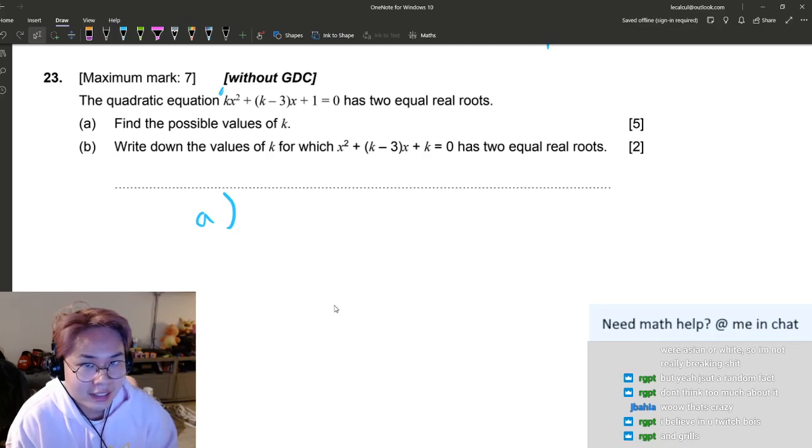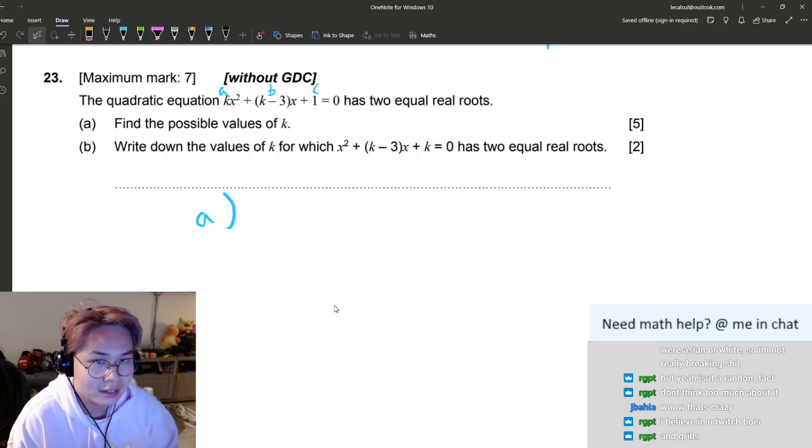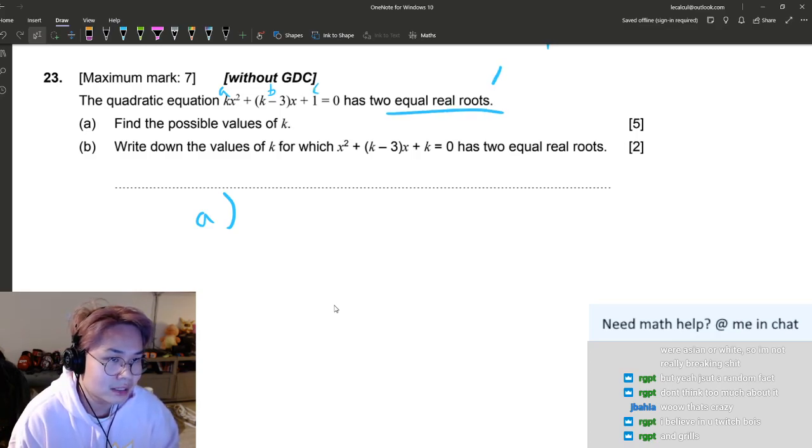So here's your A, here's your B, here's your C. 2 equal roots means your discriminant is 0.